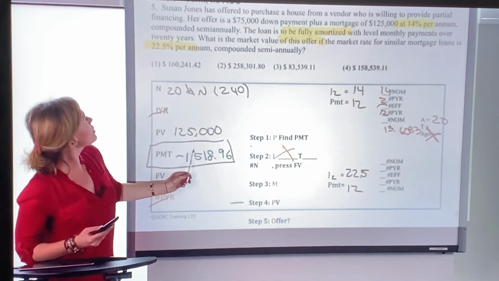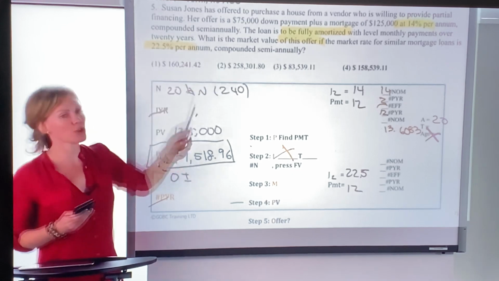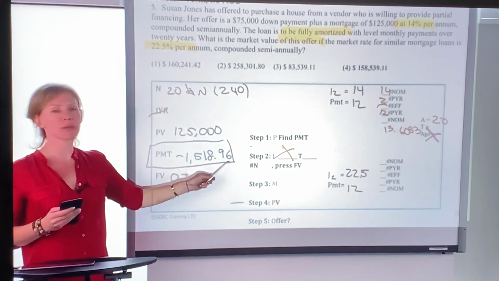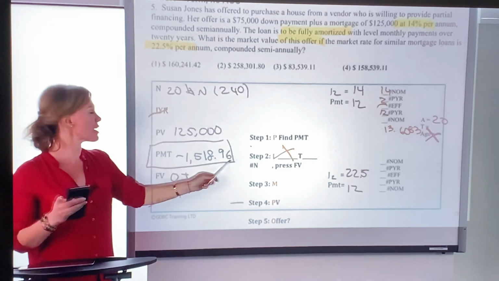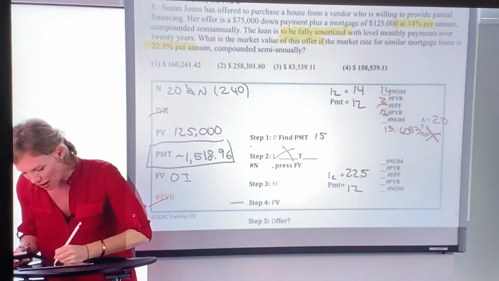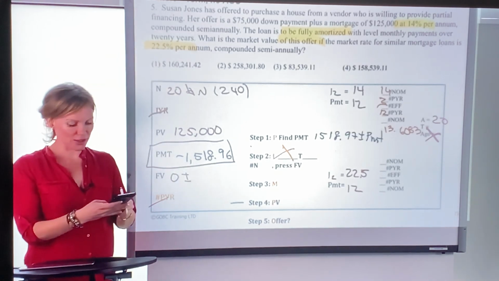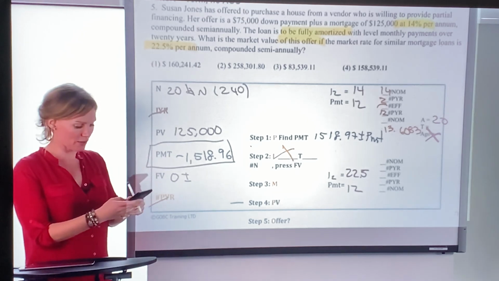And what do they say about the payments in here? Do they want us to round it up to anything? No, they just say monthly payments over 20 years. So there's nothing said about the payments, so your job is to take that payment and bump it up to the next higher cent. I brainwashed you enough, right? So we're going to finish step number 1. On top of your old payment, you're going to put 1518.97, plus minus, PMT. Plug it back in, make sure it's negative. 1518.97, plus minus, PMT.